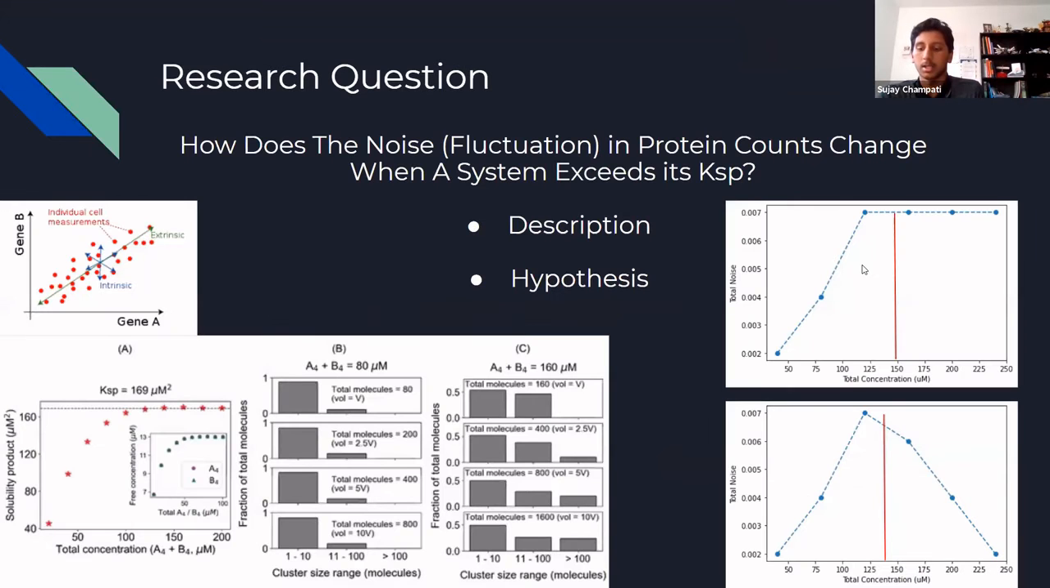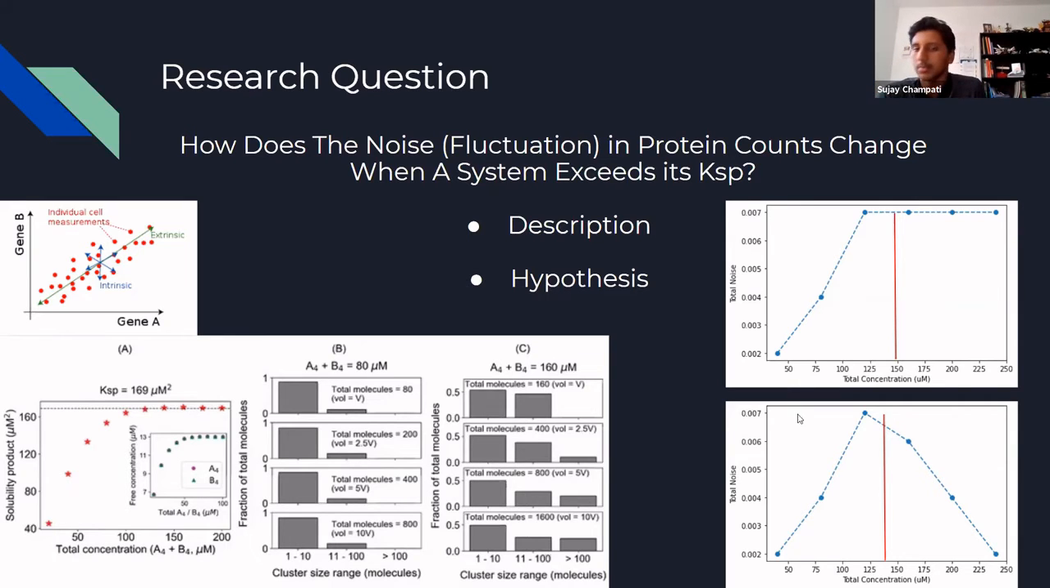Now, the research question that we're attempting to answer relates to the two concepts we just talked about. How does the noise, or the fluctuation in protein counts, change when a system exceeds its KSP and starts to undergo liquid-liquid phase separation, which is just that clustering process? In a paper written by Adam Clausen, a leading biologist, in 2020, just last year, he hypothesizes that liquid-liquid phase separation, this clustering, is a mechanism that helps reduce fluctuation within cells.